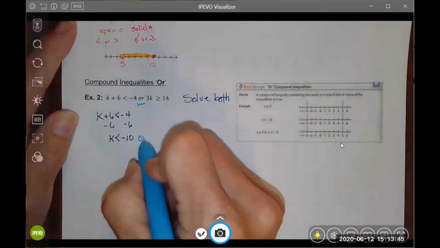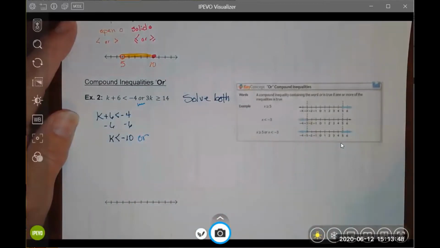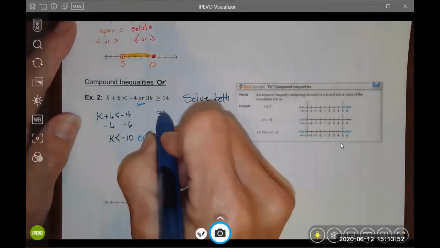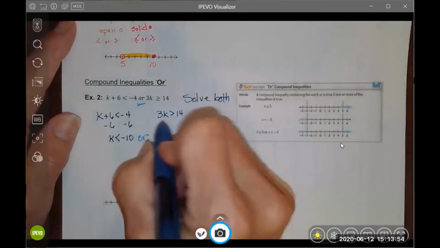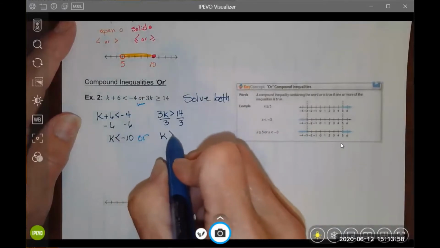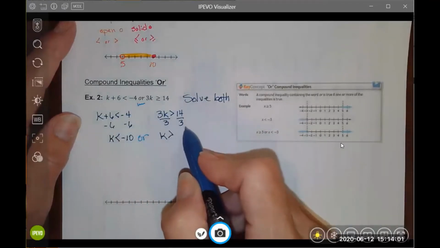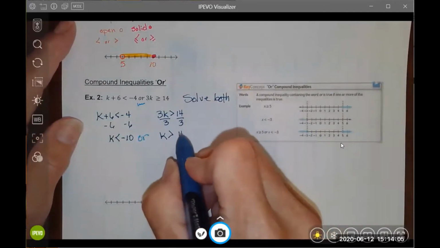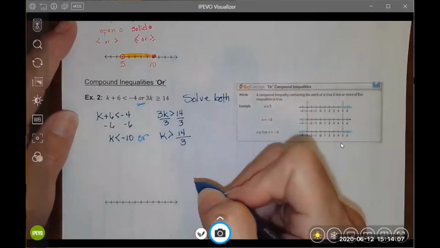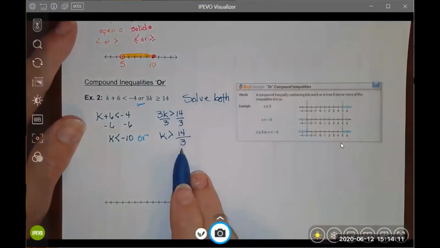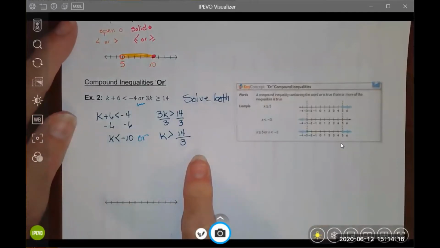This is one possible set of solutions. The other possible set of solutions would be 3k is greater than 14. I'm going to divide by 3 because we solve inequalities in a very similar manner. This is a simplified improper fraction, and fractions are not the enemy, so I'm going to leave it as 14 divided by 3. It's going to be easier to graph this way, I can promise you. And now I have a solution set.